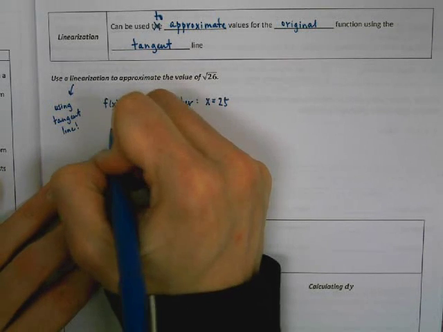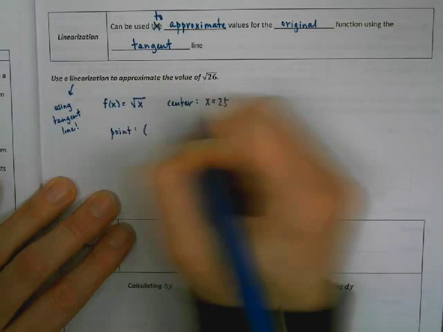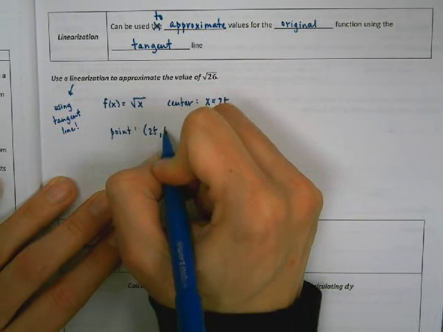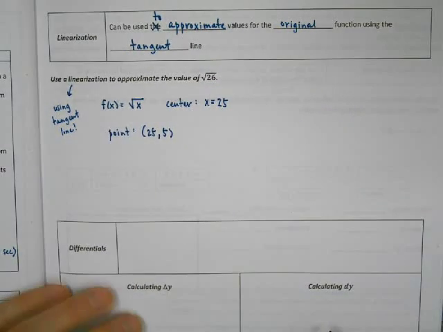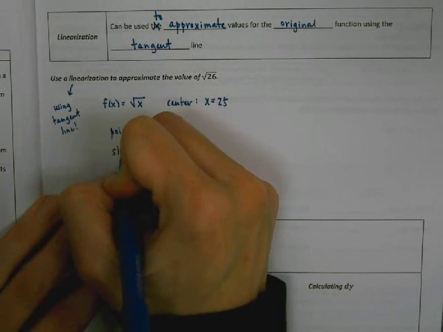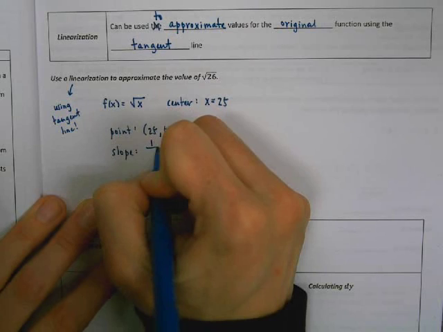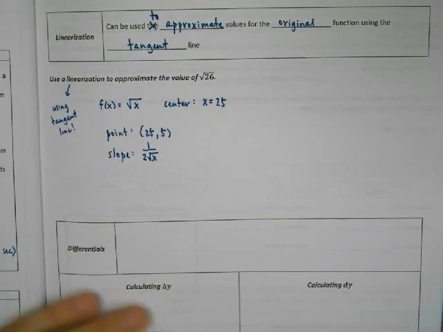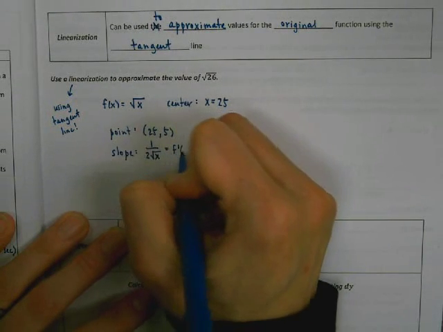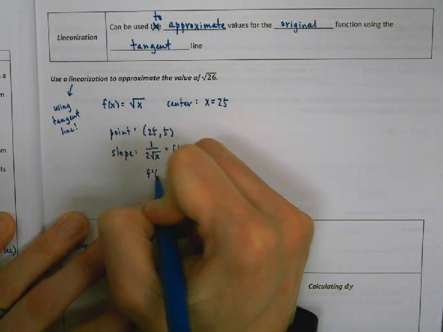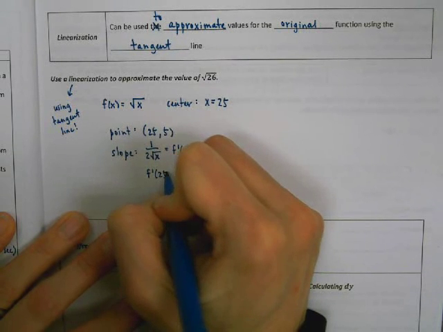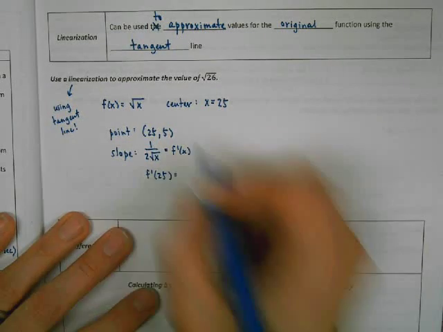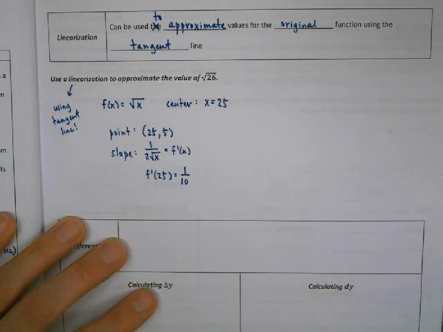So to get the equation of the tangent line, I need a point. Well, we already said our x-coordinate is 25, and the square root of 25, excuse me, is just 5. So there's our point. Our slope we're going to get from the derivative, which is 1 over 2 root x. Hopefully we all have that memorized by now because we've used it so much. I should say that's f prime of x. So then I'm going to find the value when x is 25, which is going to give me 1 over 2 times square root of 25, which is just going to be 1 over 10.